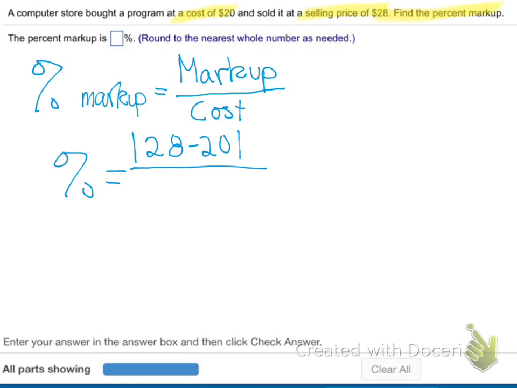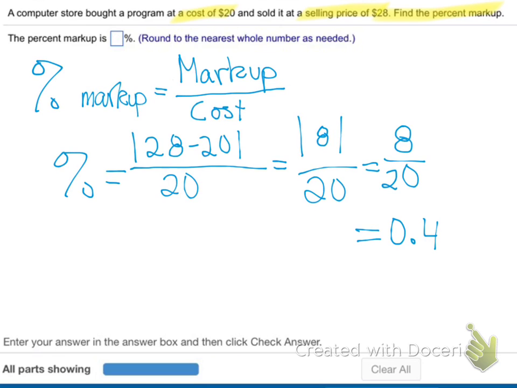So 28 minus 20, we're going to take the absolute value of that. And then the cost, our original starting point, is $20, okay? So the absolute value of the difference between the selling price and the cost over the cost. So the 28 minus 20 is 8, so absolute value of 8 over 20. The absolute value of 8 is 8, because 8 is 8 spots away from 0 on a number line. So 8 over 20, which gives me 0.04, and move the decimal point 2 places to the right, 40%.